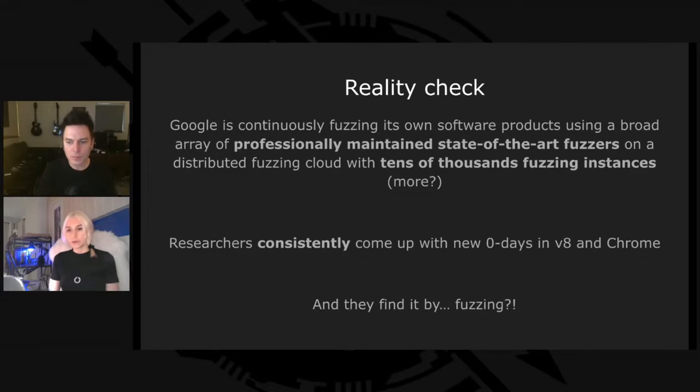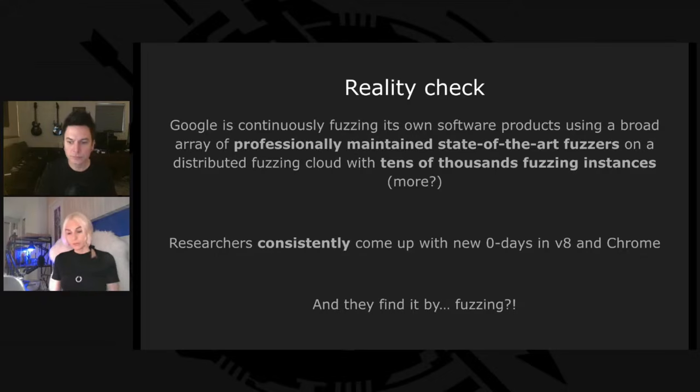And looking at those 0 days, there is a way, looking at the bug, to estimate whether it was found by fuzzing or whether it was found by manual analysis. And looking at those bugs, I can say that many of them were actually found by fuzzing. Moreover, I recently heard in my Twitter feed, somebody mentioned that one of the bugs that they recently submitted to the V8 bug bounty was found by fuzzing.